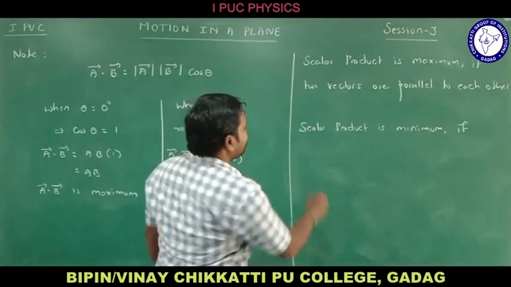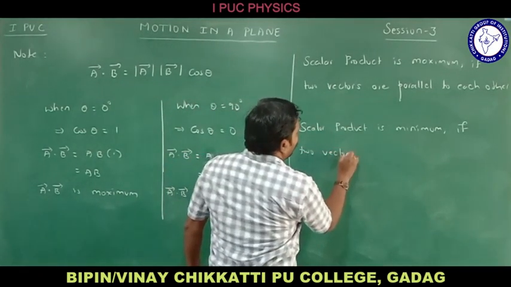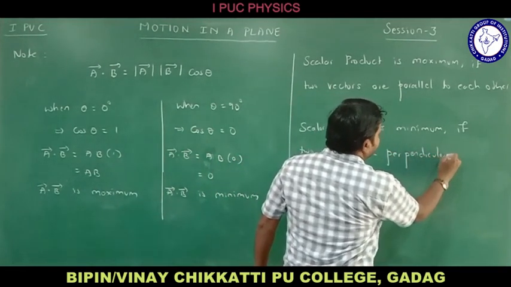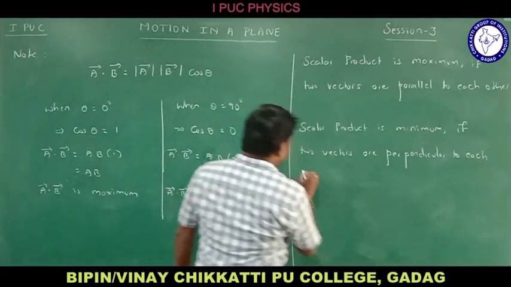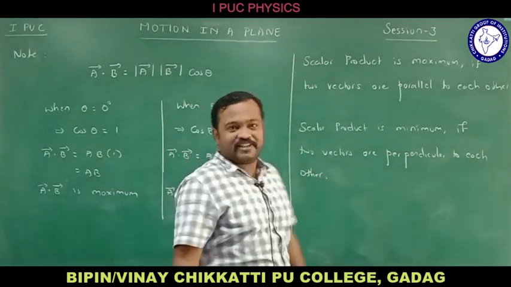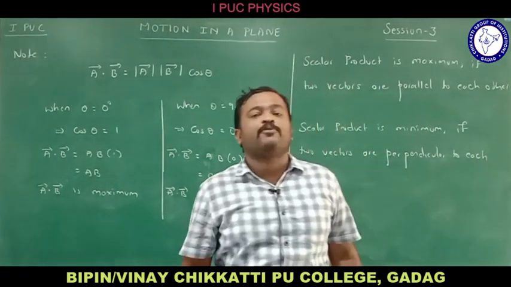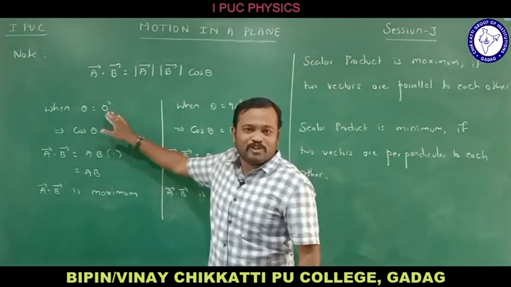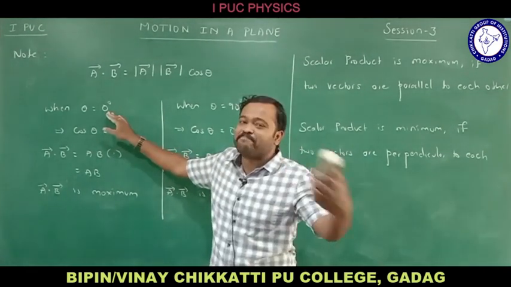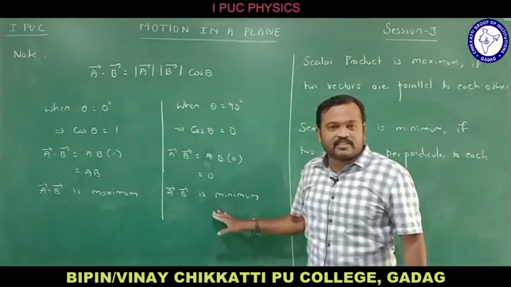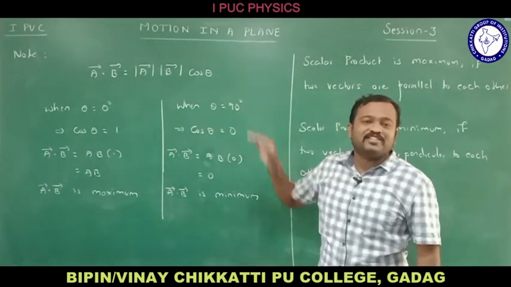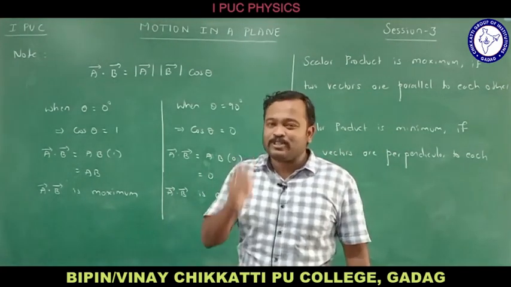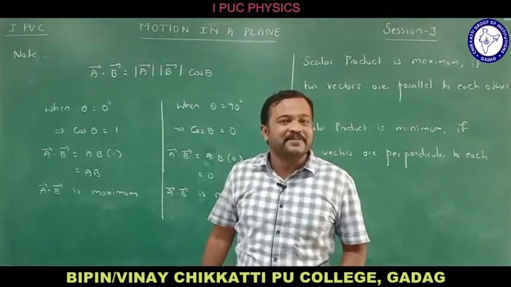Scalar product is minimum if two vectors are perpendicular to each other, right? So we need to understand when scalar product is maximum and when it is minimum. Scalar product is maximum when theta equal to 0 degree. What is the meaning of theta equal to 0 degree? Two vectors are parallel to each other. Scalar product is minimum if theta is equal to 90 degree. What is the meaning of theta equal to 90 degree? Two vectors are perpendicular to each other. You need to know when scalar product is maximum and when it is minimum, right?